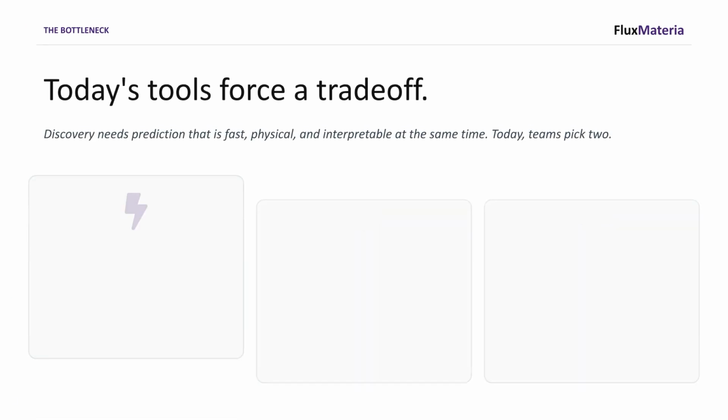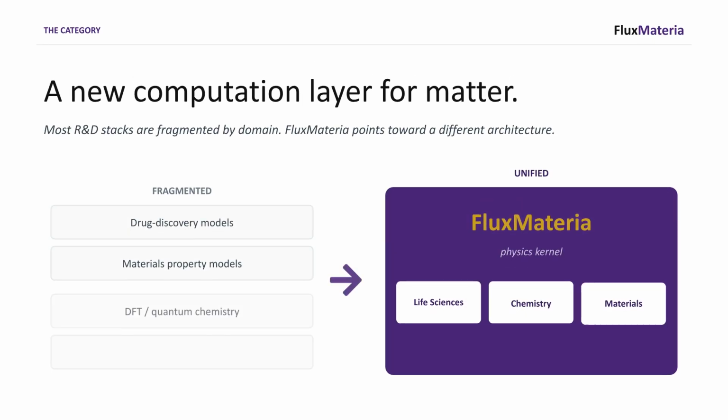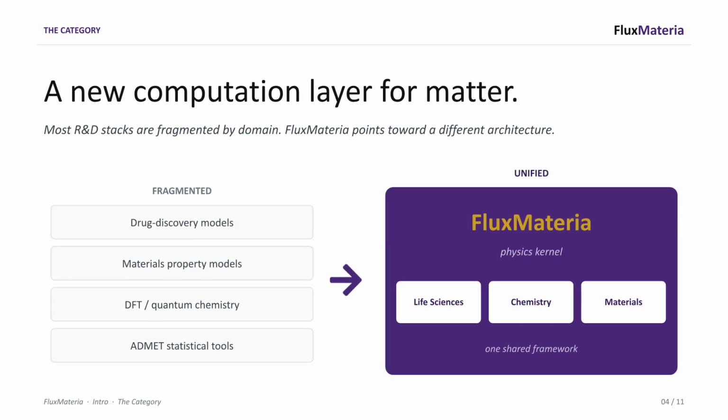The bottleneck is not just speed. It's having speed, physical grounding, and interpretability in the same workflow. So the real question becomes, what would a tool look like that doesn't force the trade-off? This is the platform idea. One computation layer that supports multiple scientific domains without becoming a separate tool for every property.